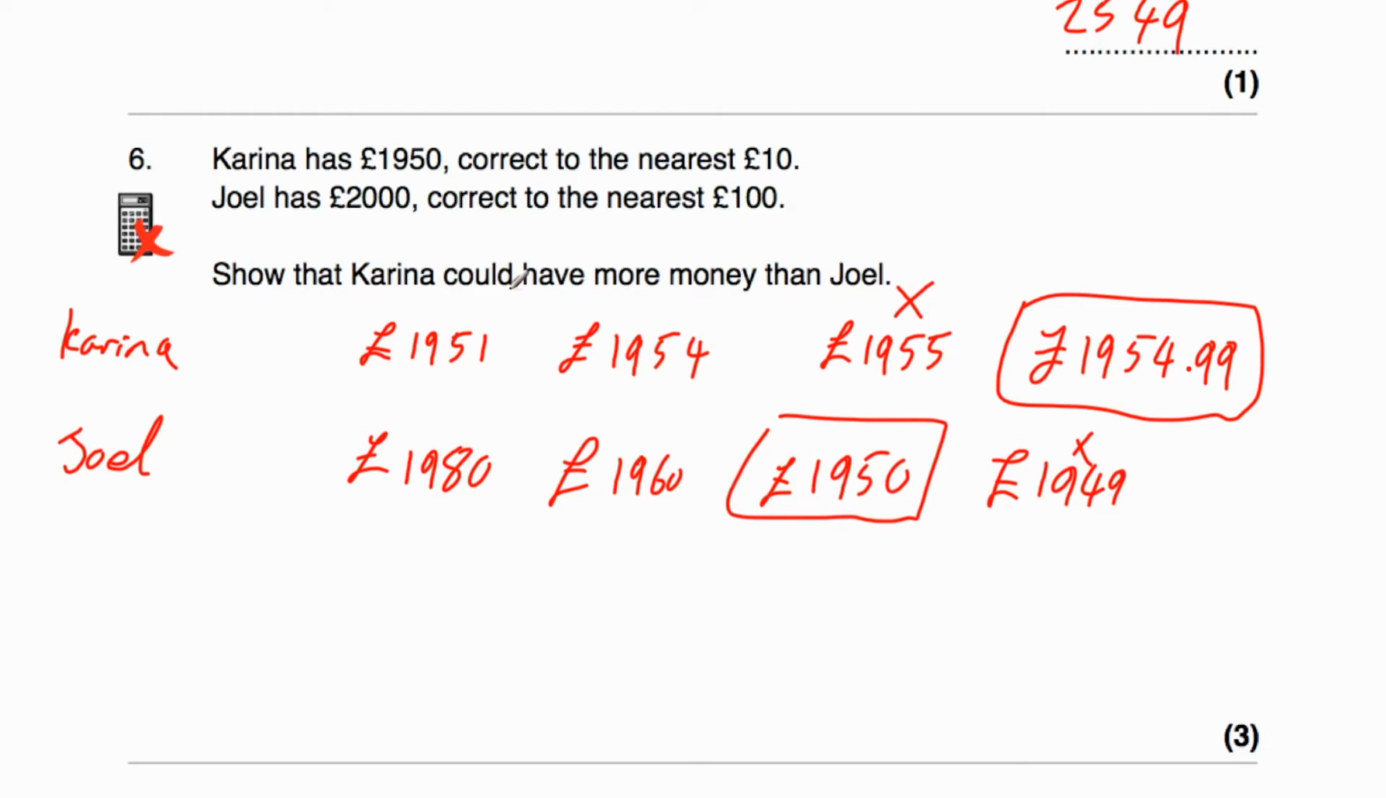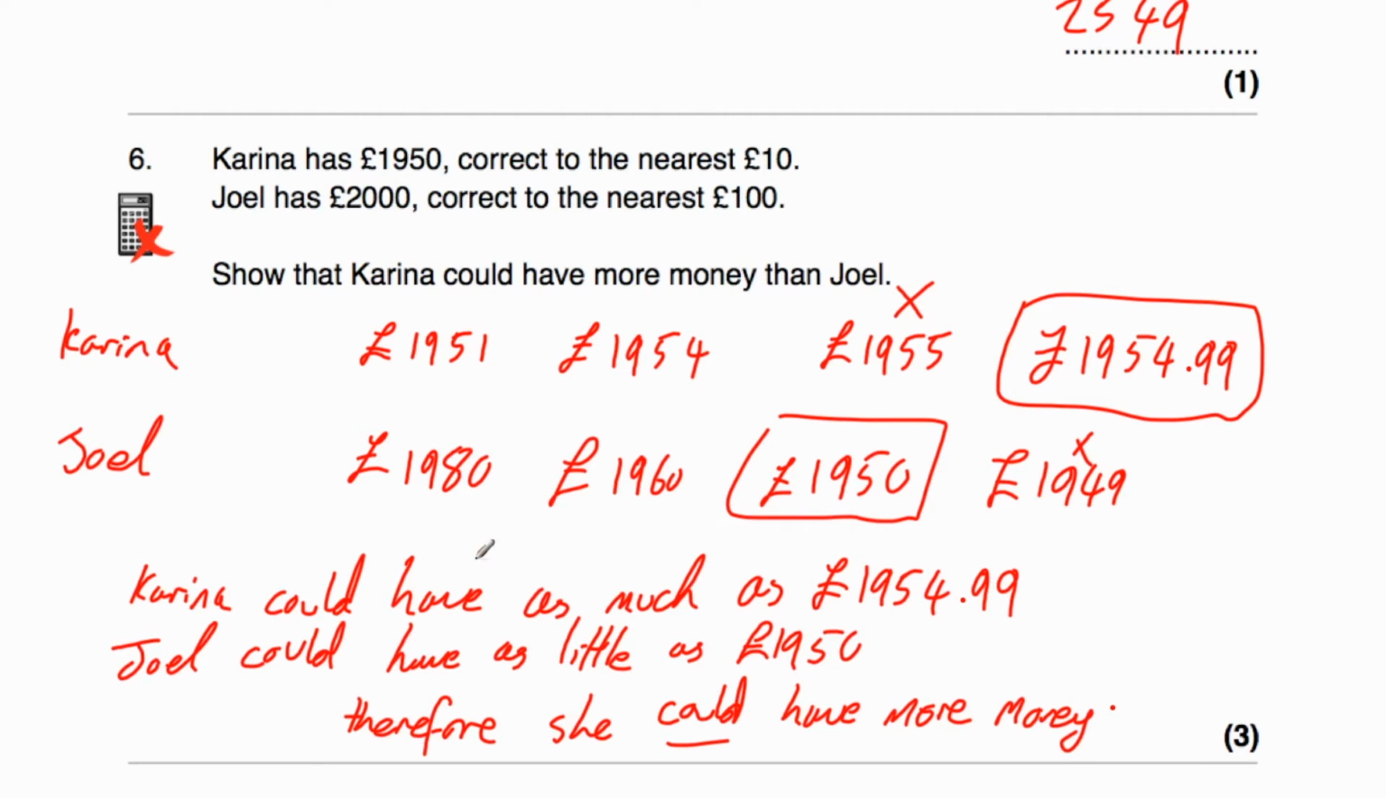So we've been asked to show that Karina could have more money than Joel. Well, we just need to state that. We could state that she could have anything up to £1,954.99, but he could have anything as low as £1,950, so she could possibly have more money than Joel. So I've just written down, Karina could have as much as £1,954.99, and Joel could have as little as £1,950, so therefore she could have more money than Joel. She might not, but she could.